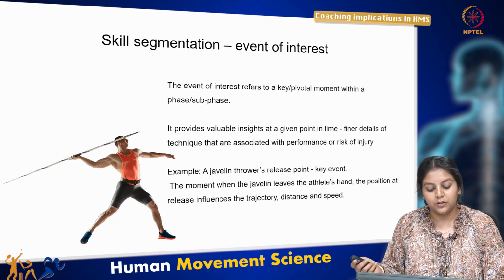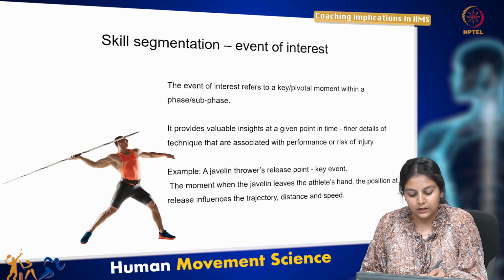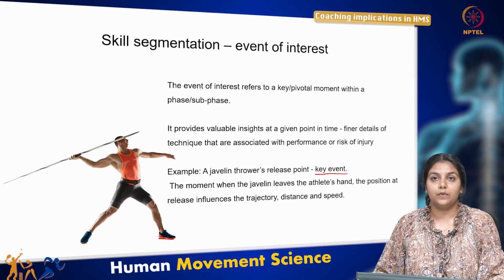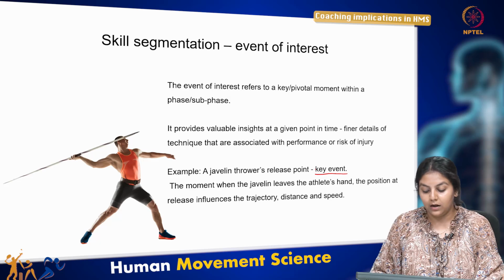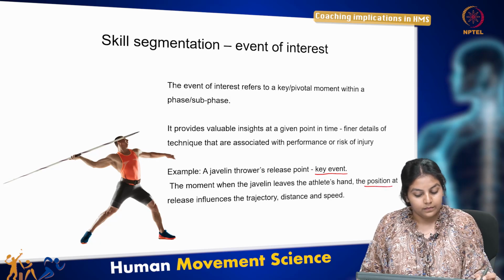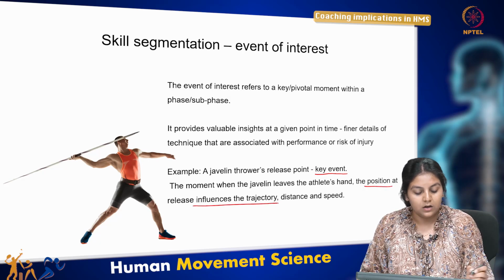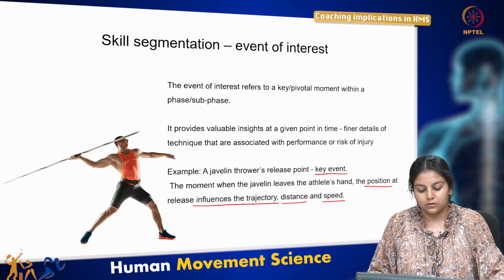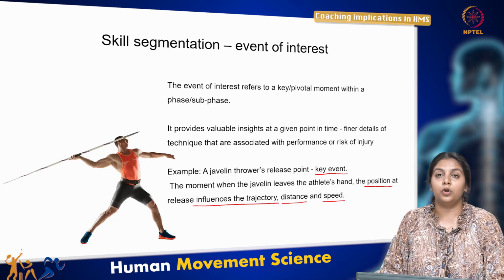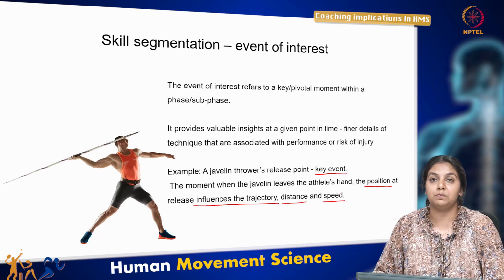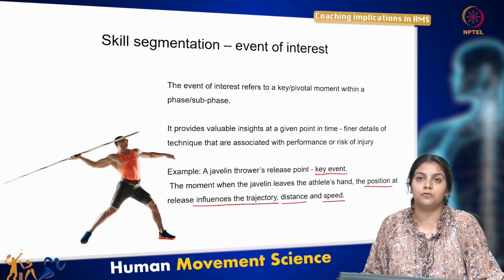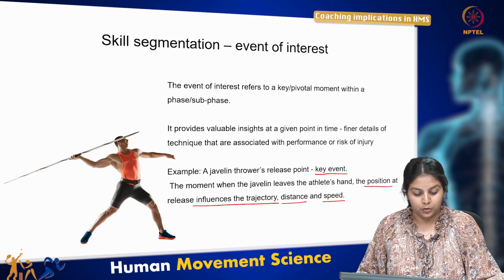So for example, a javelin thrower's release point is a key event of interest. At release, when the javelin is leaving the athlete's hand, the position influences the trajectory, distance and speed. We've learned about this in the earlier module, module 4, about distance and speed, and how they are important characteristics for a javelin thrower.